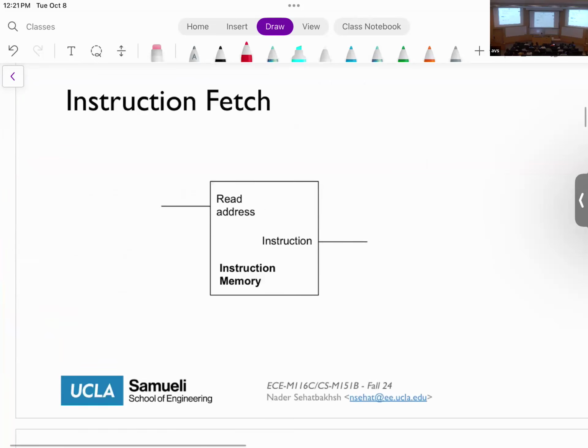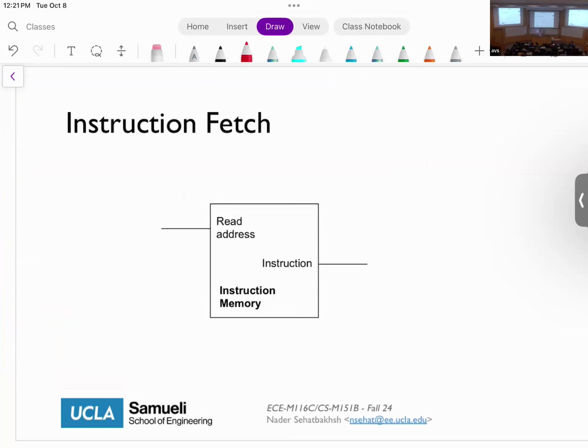Great. All right. So how do we do the fetching? I told you that the very first thing we need to do is provide the address to the instruction memory, and we will read the data from the instruction memory. For now, we're going to assume that there are two separate memories. One we call instruction memory, and the other we call data memory. But in reality, both of them are part of the same unified memory, okay?